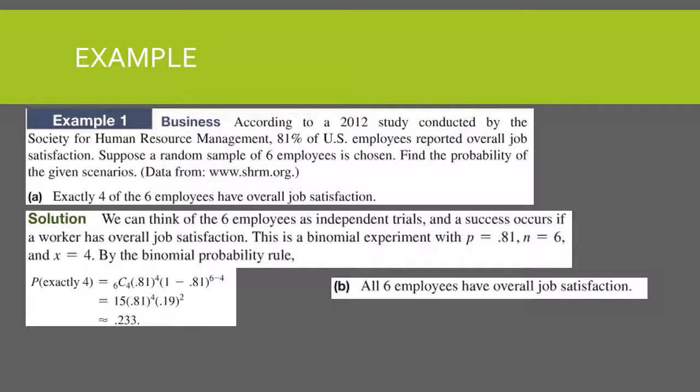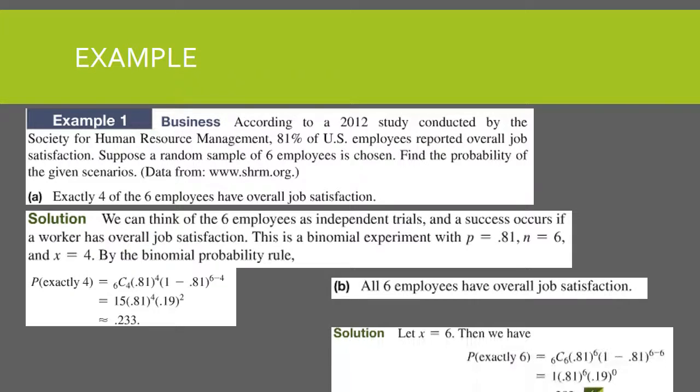Okay, for part A, you just set up the formula. It's 6 choose 4, 6 trials total, 4 successes desired. Your chance of success is 81%, so 0.81 to the 4th, which is what you want to succeed. And then the chance of failure is 1 minus 0.81, or 0.19, and that's going to be to the 2nd. And then multiplying all that out, we get 0.233.